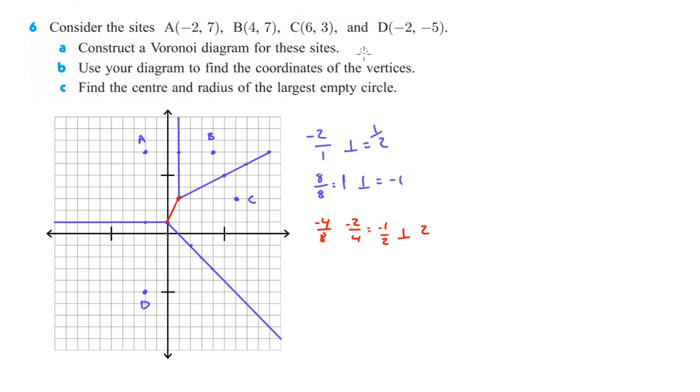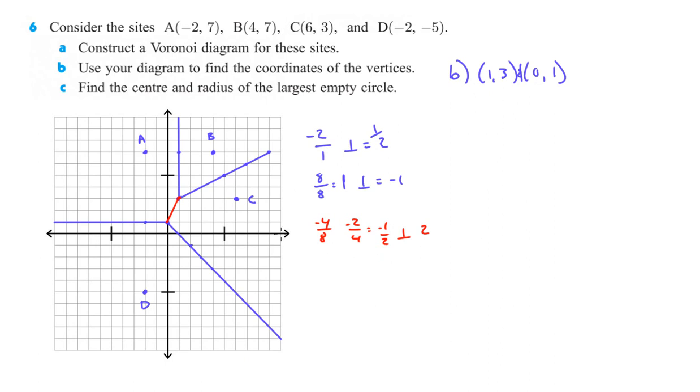Use your diagram to find the coordinates of the vertices. So that's this here. So one of the vertices for part B here is going to be at what, 1, 3. The other one's going to be at 0, 1. Okay, so those are our two vertices. Find the center and radius of the largest empty circle.